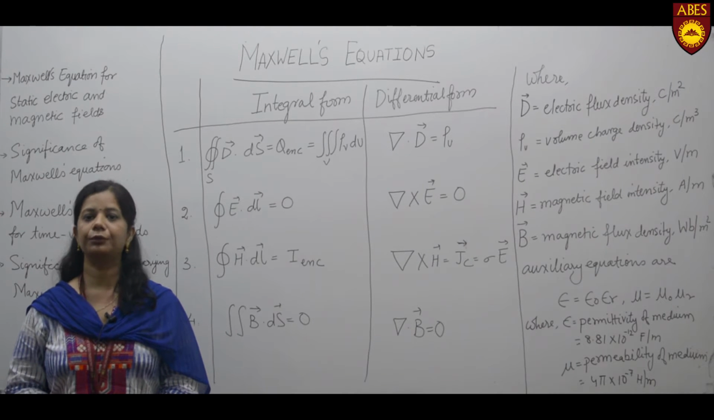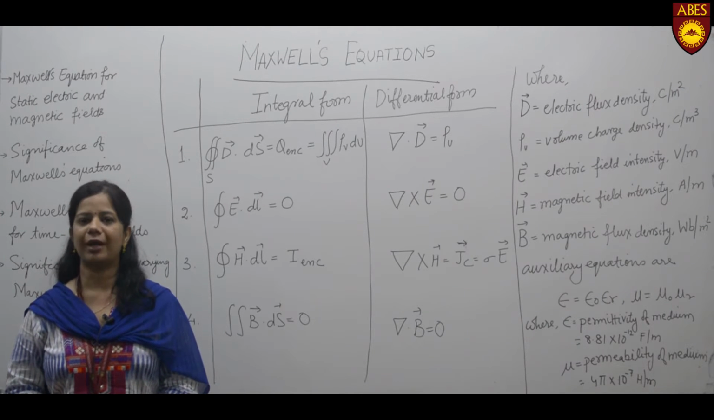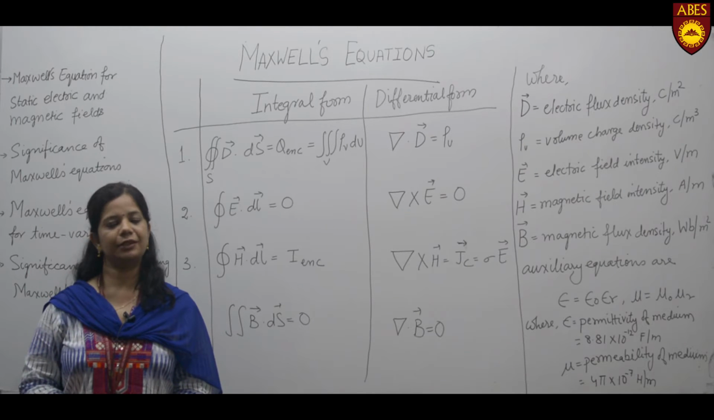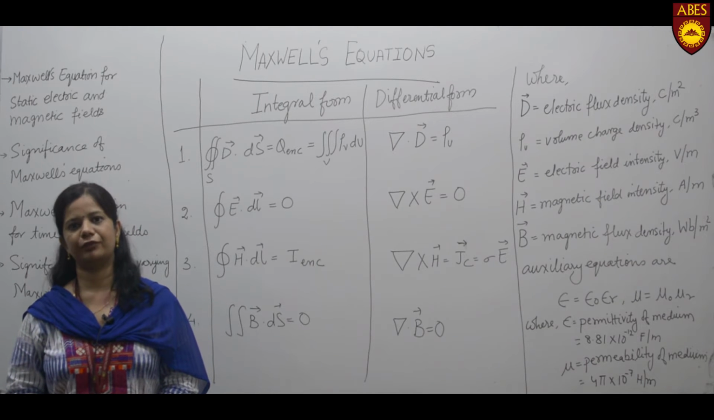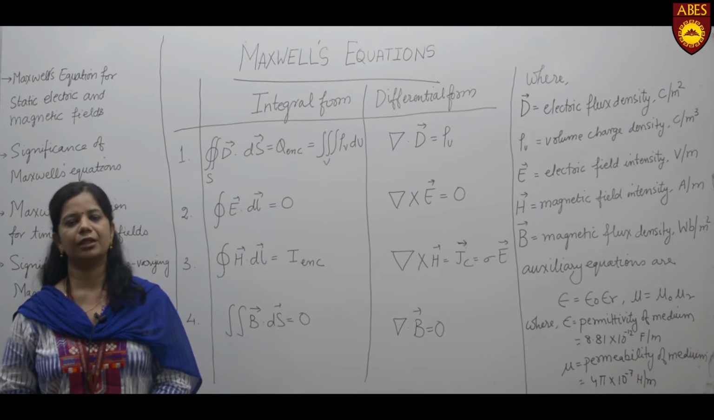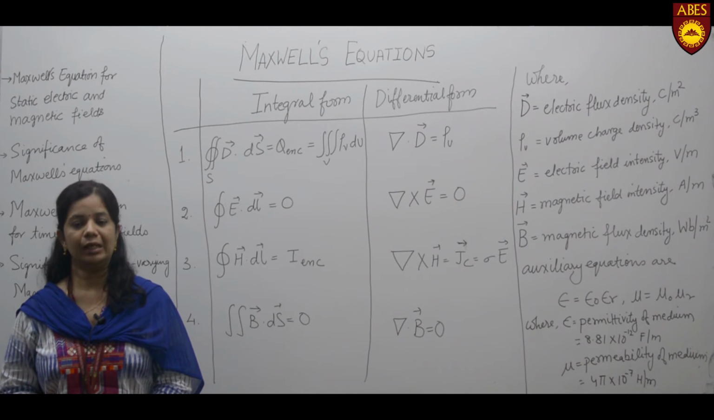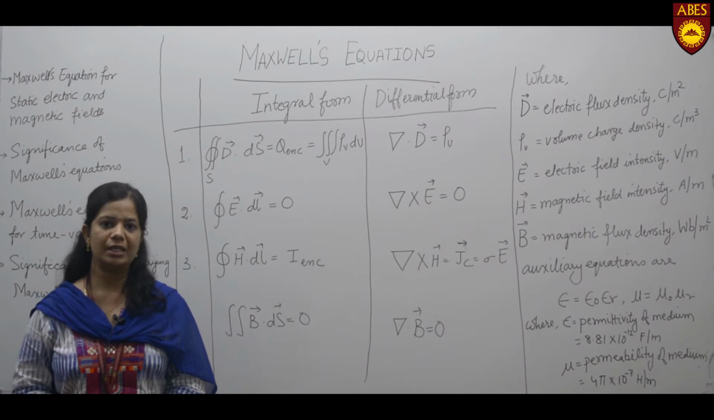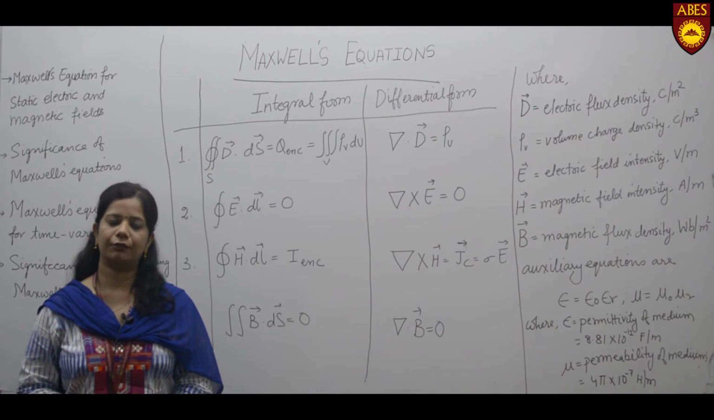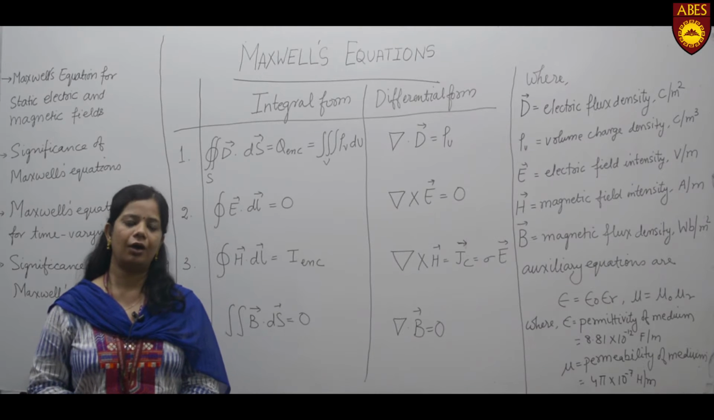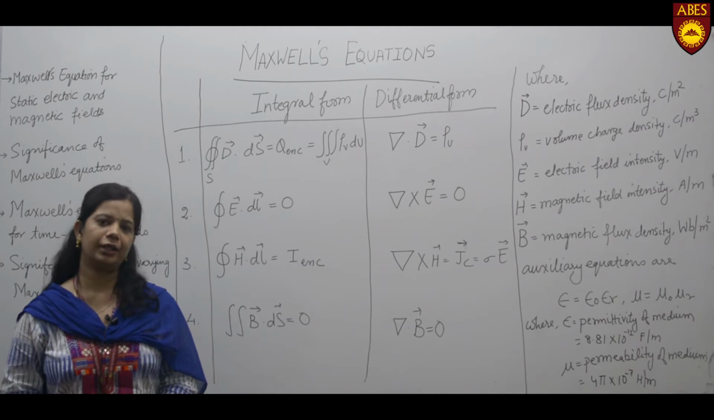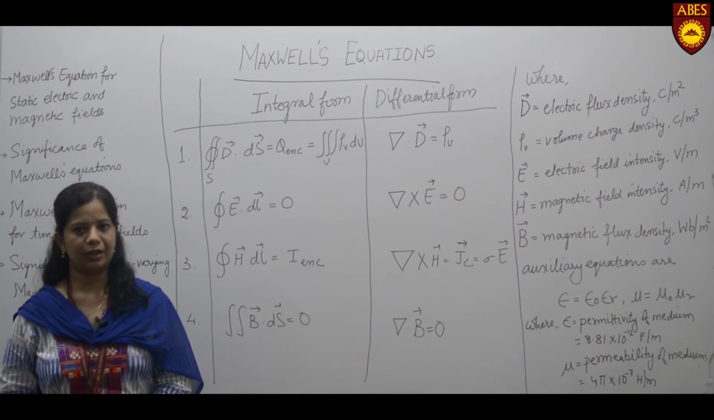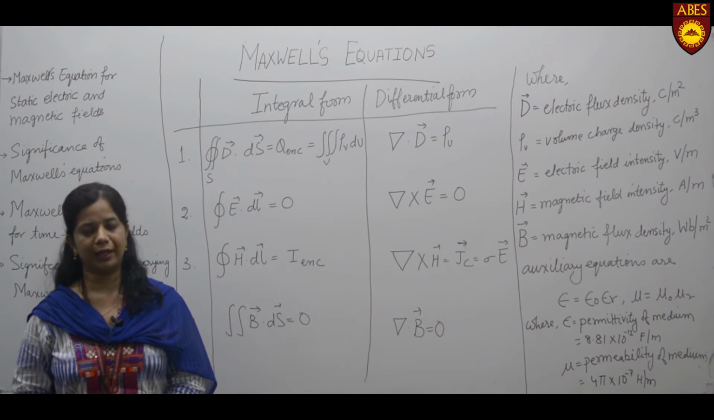Today I am going to discuss the topic of Maxwell's equations. Maxwell's equations are a set of partial differential equations that were given by James Maxwell. He published his work between 1861 and 1862. These four equations describe how electric and magnetic fields are generated and how they are altered by each other.